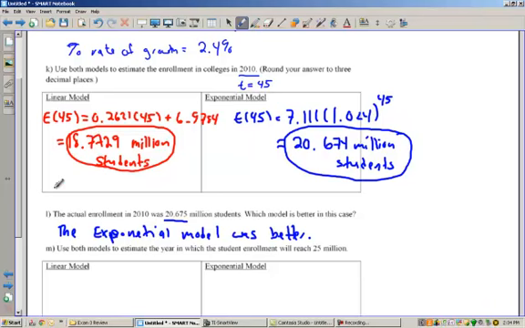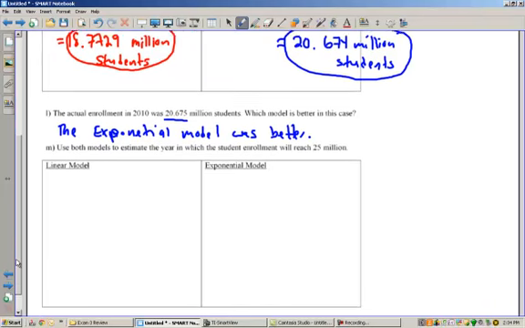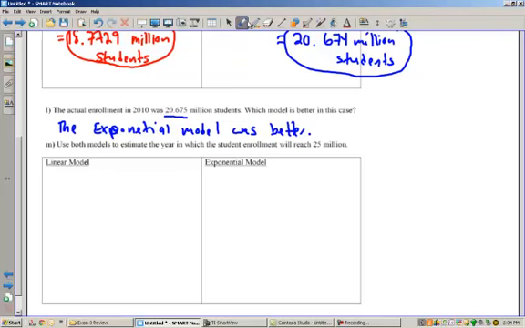So now this one was plug in for input. So the last one should be plug in for output. And so we look on here, and the question says, use both models to estimate the year in which the student enrollment will reach 25 million. So the idea, this is output stuff, it's not t stuff, so you plug 25 in for the output, for e, and set it equal to the formula, so 0.2621 times t plus 6.9784, and we want to solve this for t.